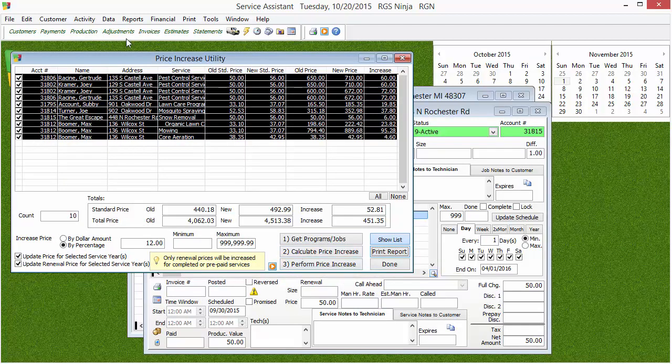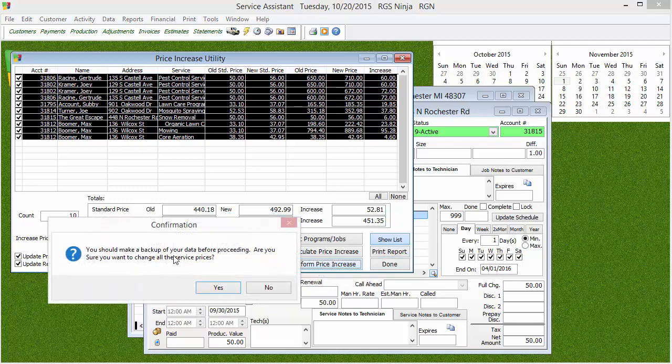But again, once everything looks good, you have all the things checkmarked that you want, the percentages are in there, everything looks good, then you're going to hit the Perform Price Increase. This is the point of no return. Once we hit this button and accept it, then those people's prices are going to be increased. So we're going to hit Perform Price Increase.